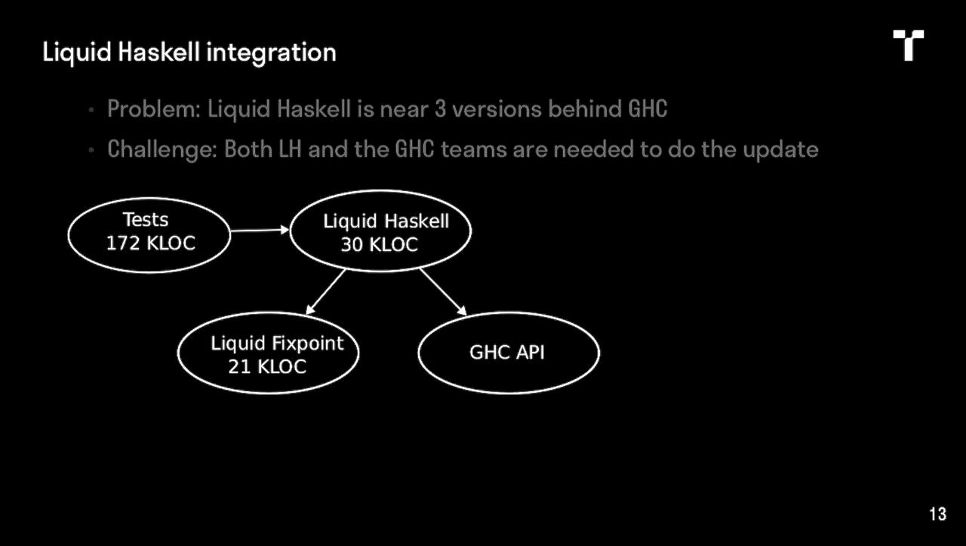You said 30,000 lines of code directly interact with the GHC API? Yeah, that's like the bulk of the code that does the analysis of GHC core, and that's all the uses that I listed just now.